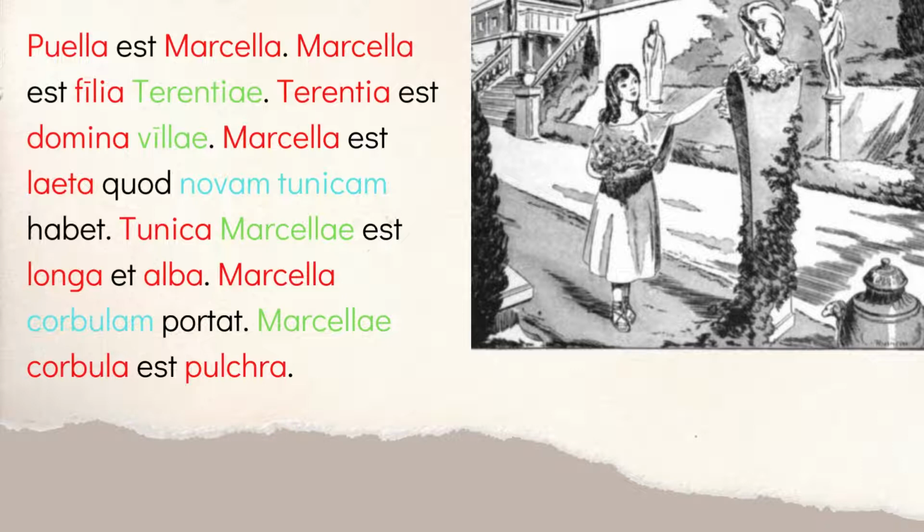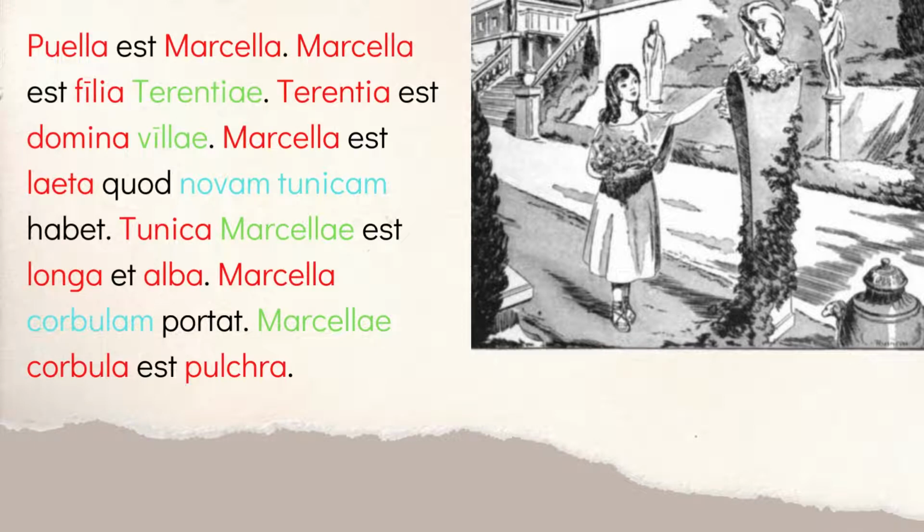Then you have Marcella corbulam portat. So a corbulus is, a corbula rather, is a basket, a small basket. So when you say Marcella corbulam portat, you're saying Marcella portat, she's carrying a corbulam. There's your direct object. She's carrying a small basket, okay?